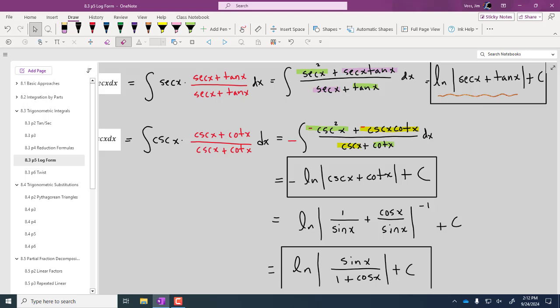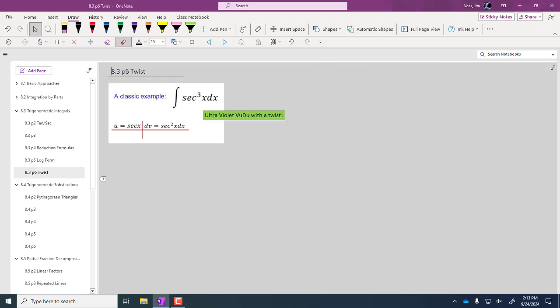All right, so let's go ahead and do this classic integration by parts. Now, integration by parts is usually for a product. We've seen that we can use integration by parts for inverse trig functions and for the log function.